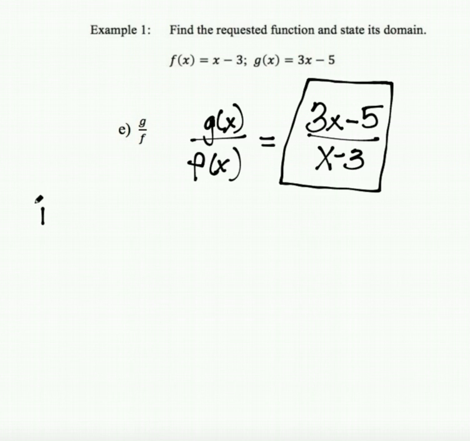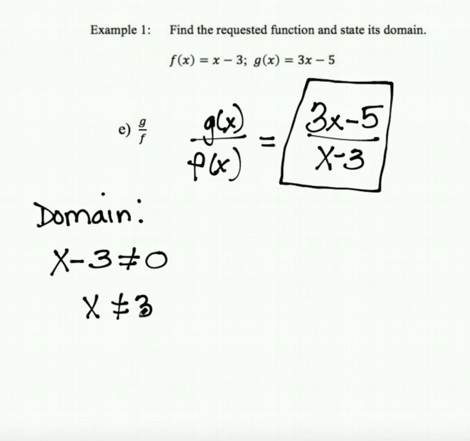We also need to state the domain. And just like the last one, I have a denominator, so I have to exclude a value. And I figure out that value by taking the denominator, x minus 3, and setting it not equal to 0. Solve that, and I get x cannot equal 3. And now I need to write that in interval notation. The interval notation is everything except 3, so negative infinity to 3, union 3 to infinity.